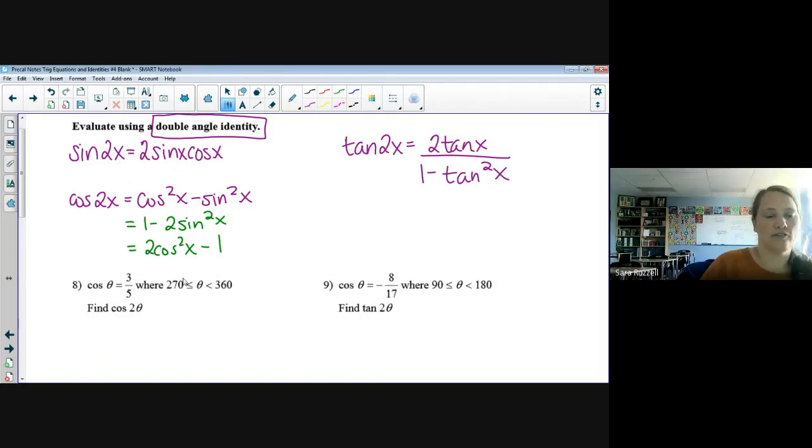What quadrant are we in if we're between 270 and 360? Between 270 degrees and 360 is what quadrant? The 4th, yeah. So we are in quadrant 4. And in quadrant 4, it goes ASTC, so cosine is the one that is positive. Everything else is negative, right? Okay.